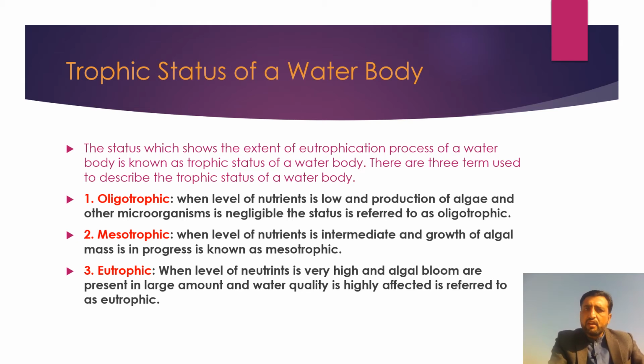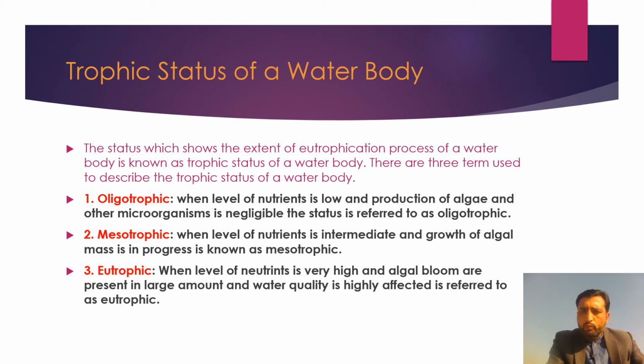The second is mesotrophic, when the level of nutrients is intermediate and growth of algal mass is in progress. When sufficient or intermediate amounts of nutrients are available and growth of algae and other microorganisms has started and is in progress, this stage is known as mesotrophic.